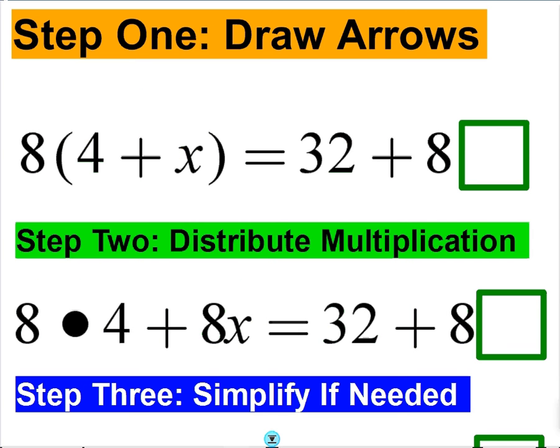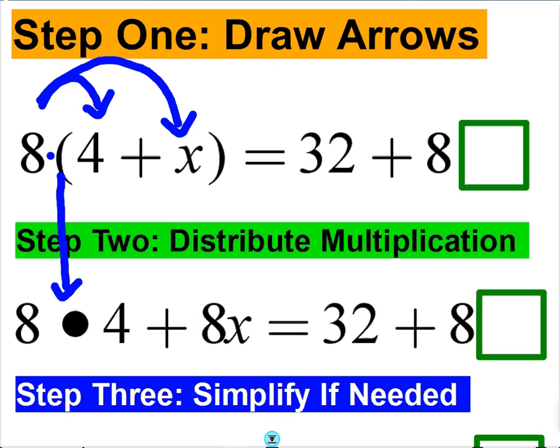So let's go ahead and draw our distributive arrows, and if you don't see a multiplication sign next to parentheses and there's a number there, you can go ahead and add it if it helps you. So we're going to have 8 times 4 plus 8 times x. So 8 times 4 is going to drop down here, and then the 8 times x is going to drop down here. And again, we can just write 8x. 8 times some number is what that means.